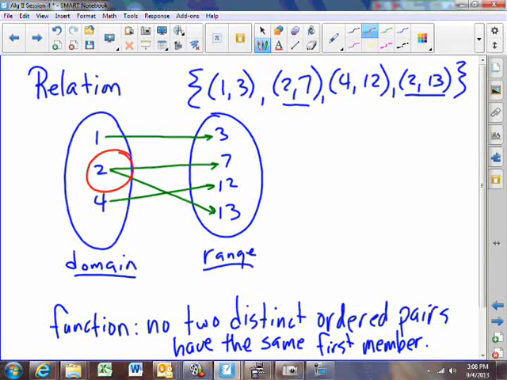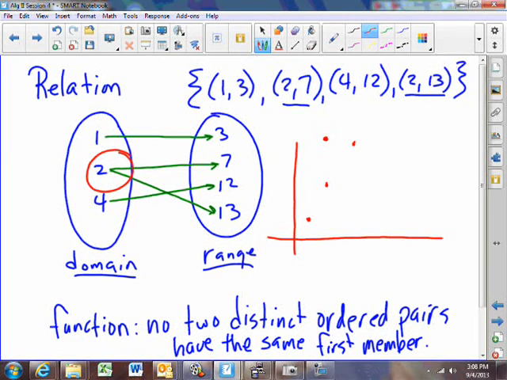Now, if you were to draw a graph of this relation, we would have the point (1, 3), let's put that about here. We would have (2, 7), that might be here. We'd have (4, 12), that might be here. And we would have (2, 13), that would be here.